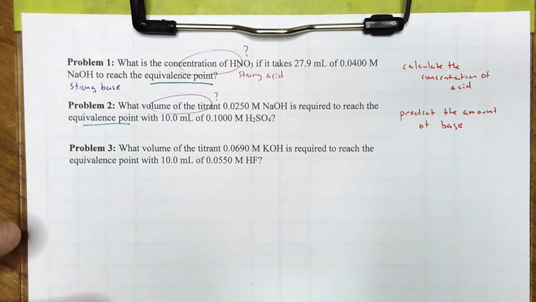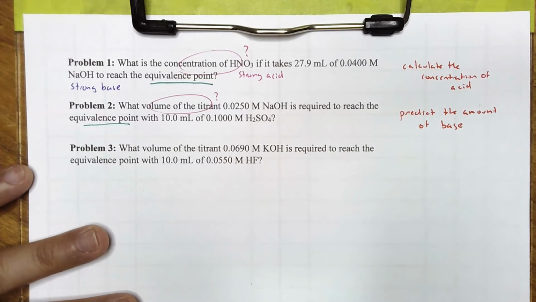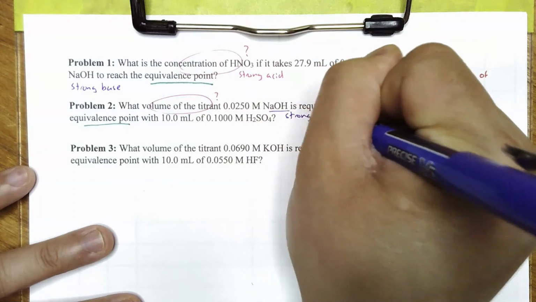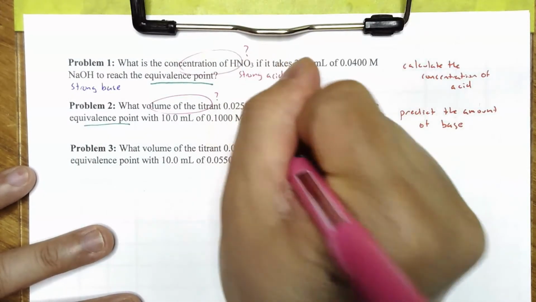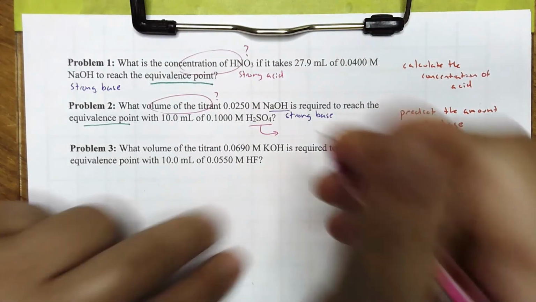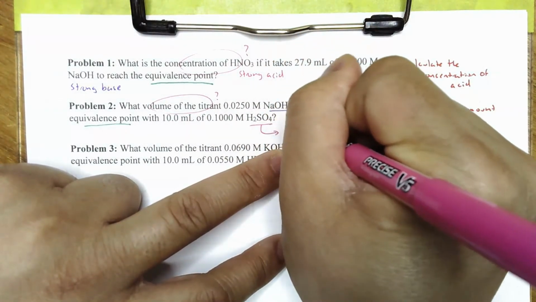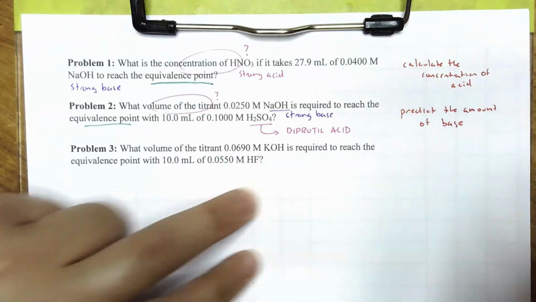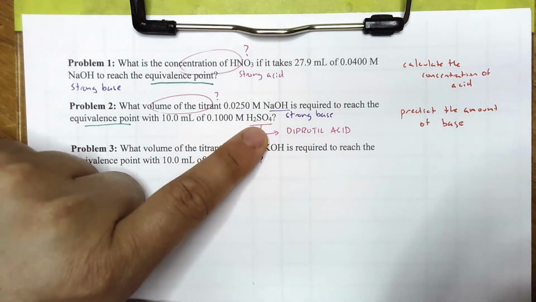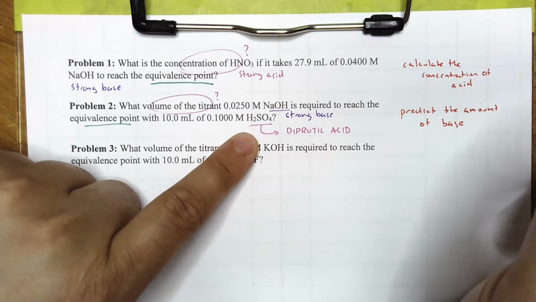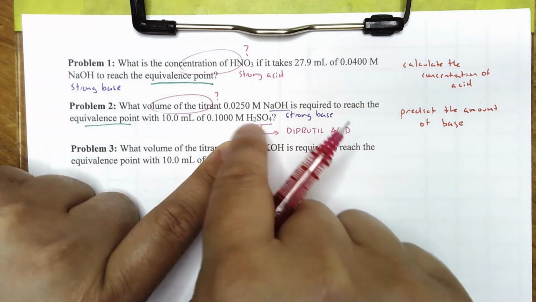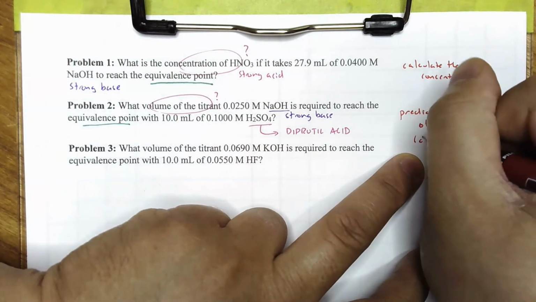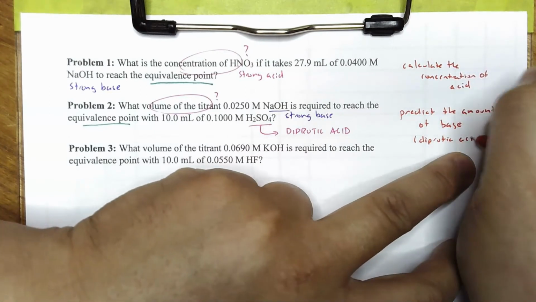What's going on here? There's something slightly different. We still have the strong base, that's perfectly fine. But we have a diprotic acid. And that is going to change the calculations a little bit. We have to account for that. Because we are using a strong base, we will deprotonate sulfuric acid twice to get rid of both protons. So here is predict the amount of base, and we're using a diprotic acid.